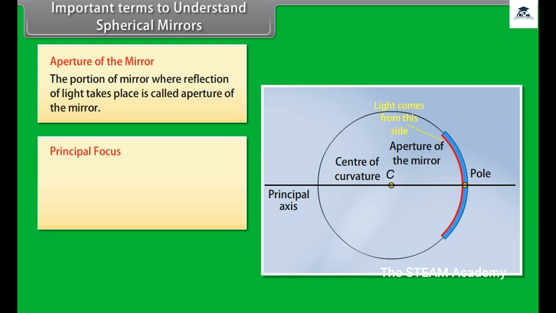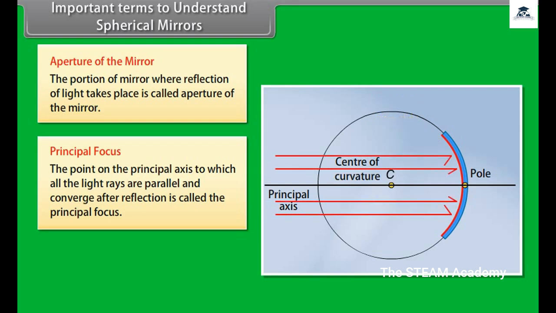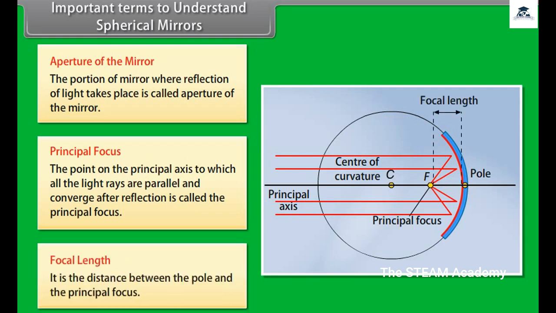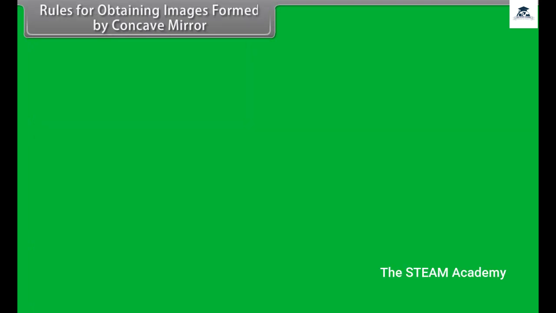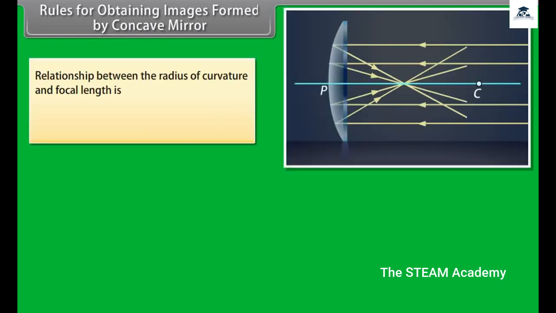Principal focus. The point on the principal axis to which all light rays parallel to the axis converge after reflection is called the principal focus. Focal length. It is the distance between the pole and the principal focus. Rules for obtaining images formed by concave mirrors. The relationship between the radius of curvature and focal length is f = R/2.